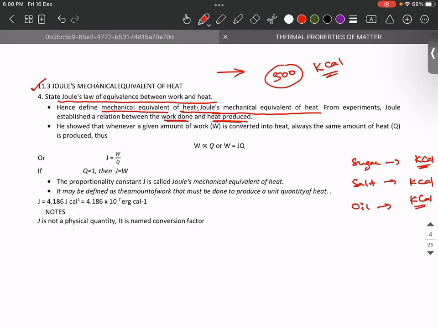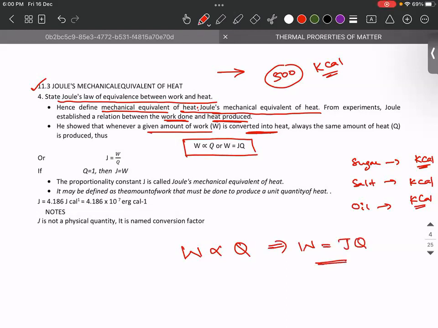He said that whenever a given amount of work is converted into heat, always the same amount of heat is produced. Whatever work you do will get converted to an equivalent amount of heat. The amount of work done is directly proportional to the amount of heat generated. From this, W = J Q, where J is called the Joule's mechanical equivalent of heat. To find the value of J, if I put Q = 1 in this expression, then W = J.